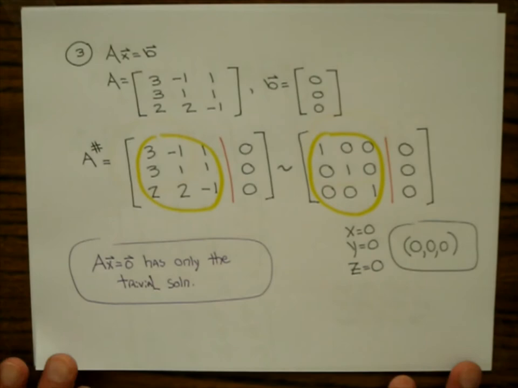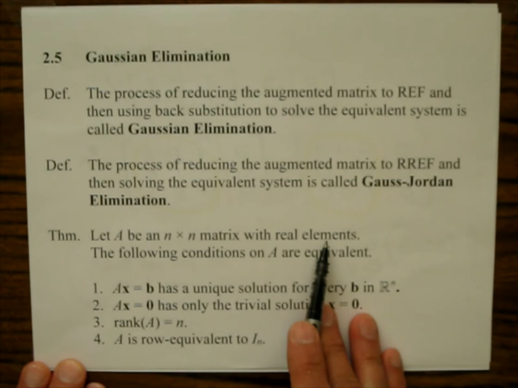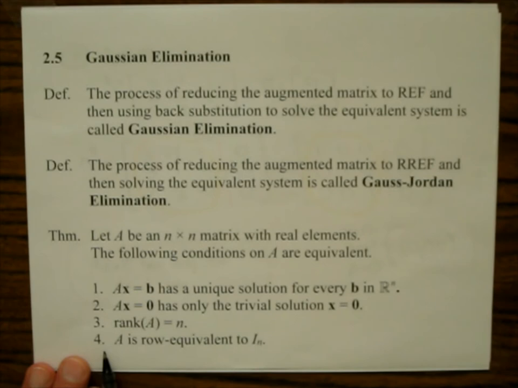And so here it is right there. Let A be a square matrix, real elements. The following conditions on A are equivalent. I'm going to jump down to condition 4 because I like that one. A is row equivalent to the identity, I_N, and in our case, N was 3. Condition 3 says that the rank of A is going to be 3 or N. Condition 1 says AX equals B has a unique solution for every B in R3 or RN.